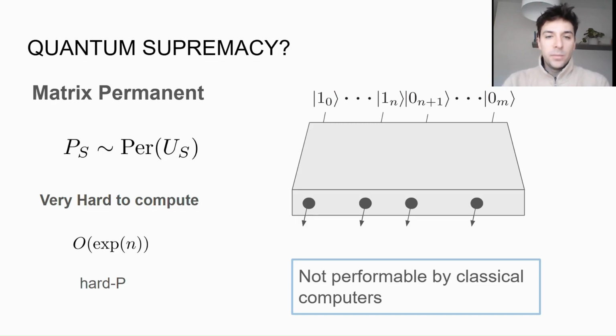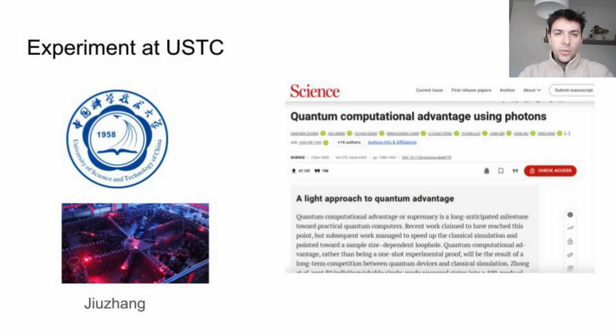What this means is that boson sampling devices can perform operations no existing computer is able to do, setting them at an advantage. Which brings us to the experiment held in 2020 by a team at the University of Science and Technology of China, where a significant advancement was made.